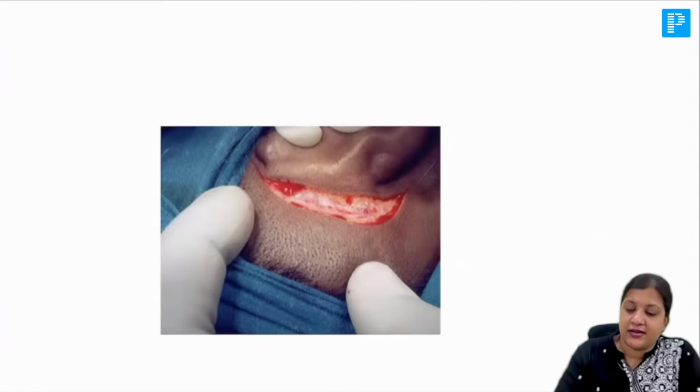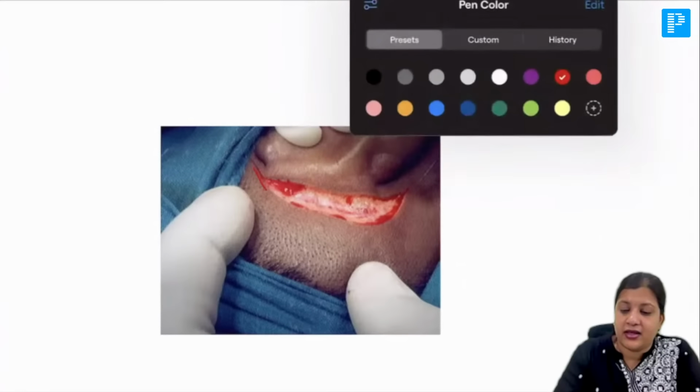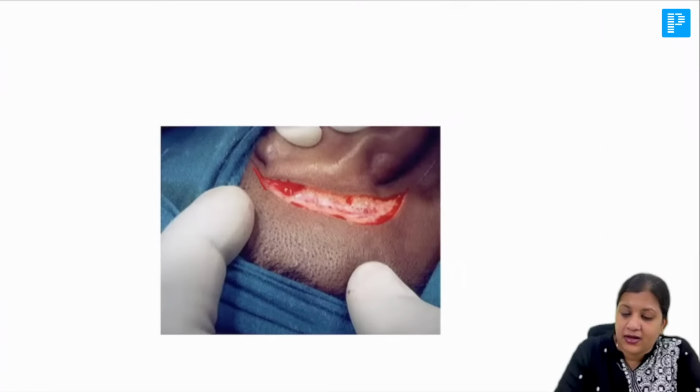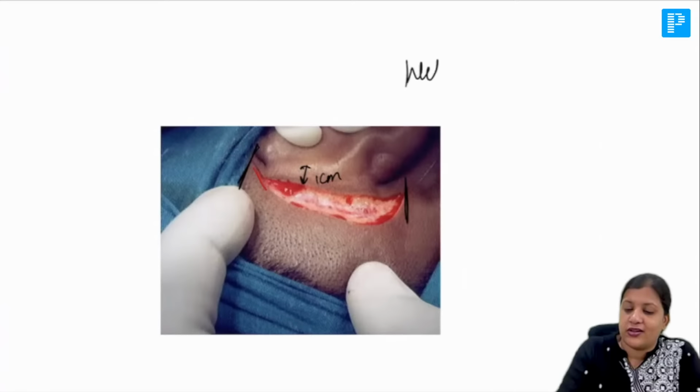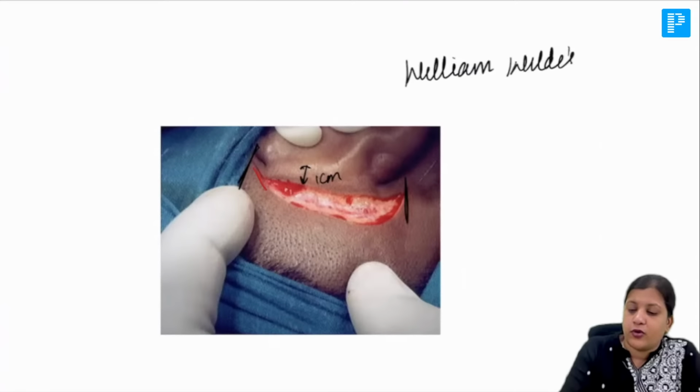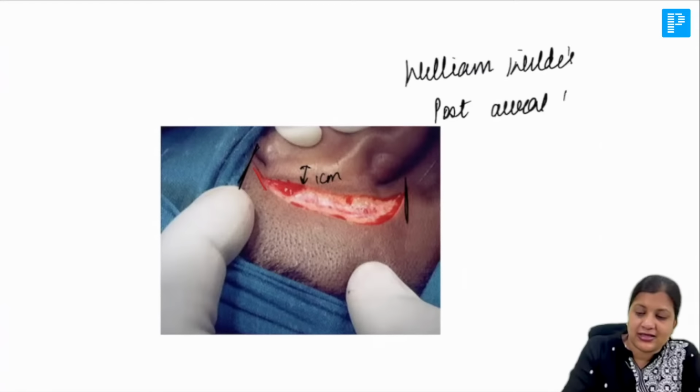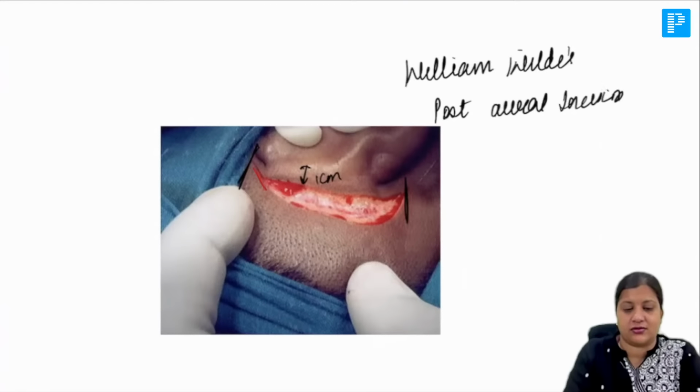If you see there is an incision made behind the ear, about 1 centimeter behind the retroauricular groove, starting from the helix up to the tip of the mastoid. What will we call this as? We will call this as Sir William Wilde's postaural incision. So endoral incision you have seen, this is your postaural incision.